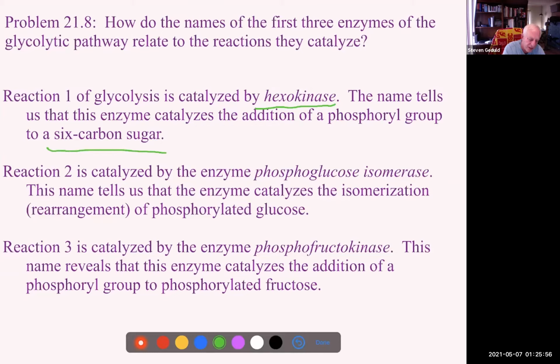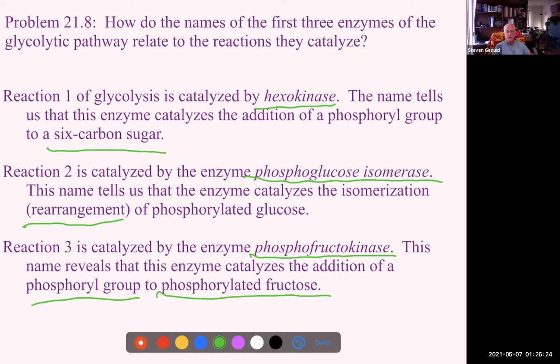Reaction 2 is catalyzed by the enzyme phosphoglucose isomerase. Remember, isomerase causes an isomer. Same chemical formula, different chemical structure. This name tells us that the enzyme catalyzes the isomerization, rearrangement of phosphorylated glucose. Isomerization is just rearrangement of how the atoms are arranged in the structural formula. Reaction 3 is catalyzed by the enzyme phosphofructokinase. Okay. The enzyme catalyzes the addition of a phosphoryl group to the phosphorylated fructose. It goes from 1 phosphate group to 2 phosphate groups. Okay. Fructose 1,6-biphosphate.